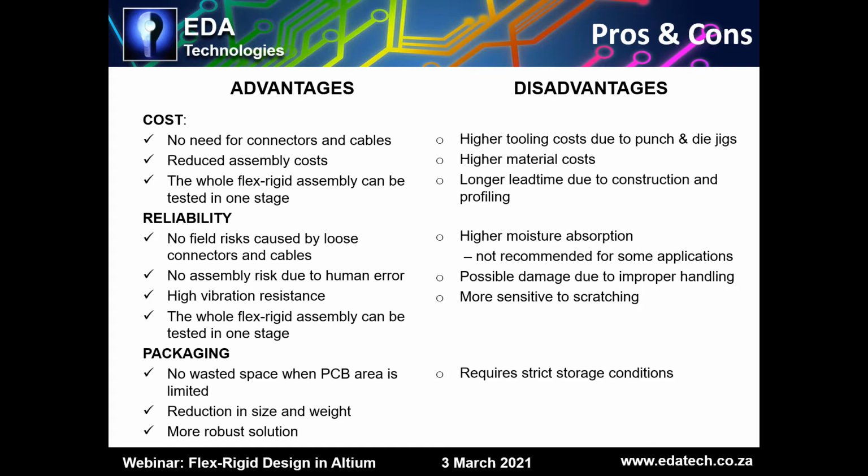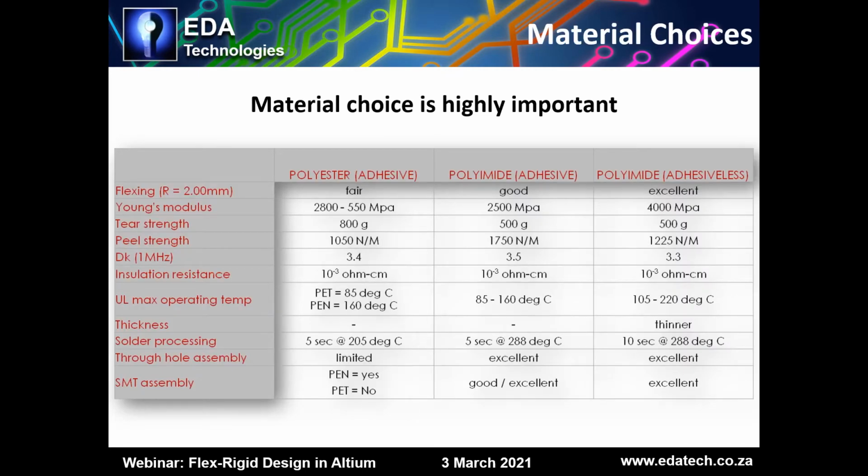But generally, the advantages far outweigh the disadvantages, and we're seeing a much bigger uptake on flex rigid design and manufacturing coming through to EDA as well. Material choice, like I said earlier, is very, very important. So we can advise you here as well on what material to use, depending on the application you have. So if you're going to have lots of bends, like a printer cartridge that moves back and forth all the time, then you're going to need a specific polyimide that can take those bends, and also it can take a lot more cycles.